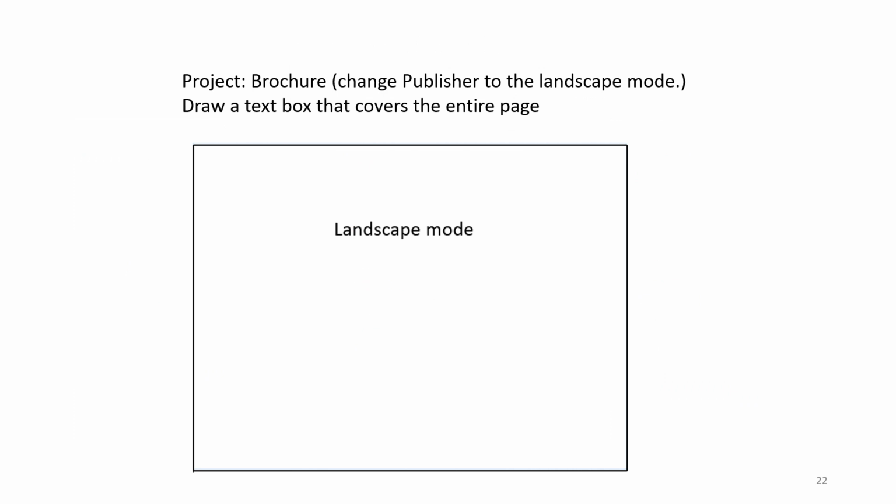Project Brochure. Change Publisher to the landscape mode. Draw a text box that covers the entire page. Landscape mode.